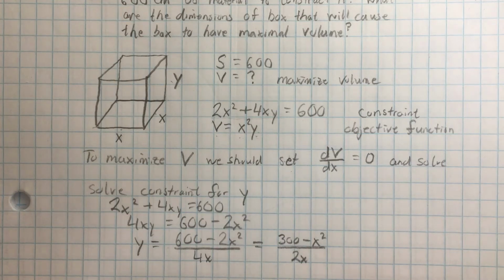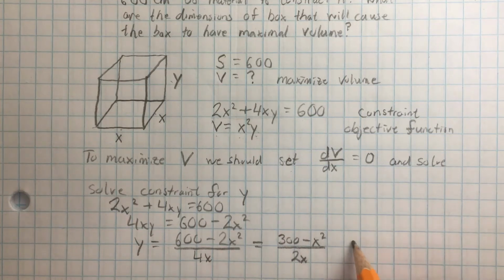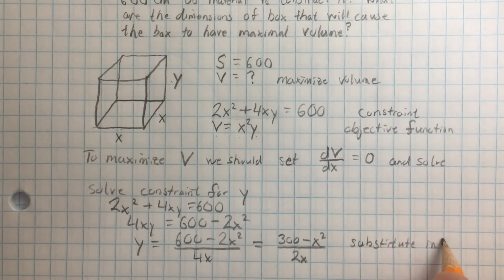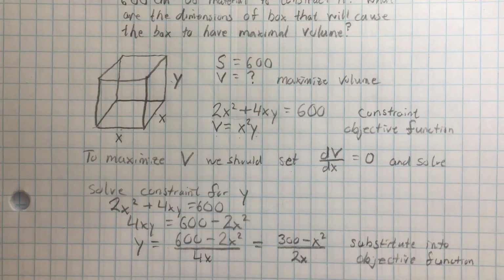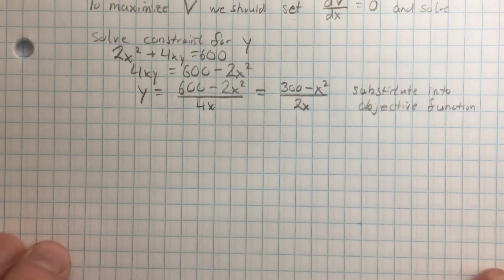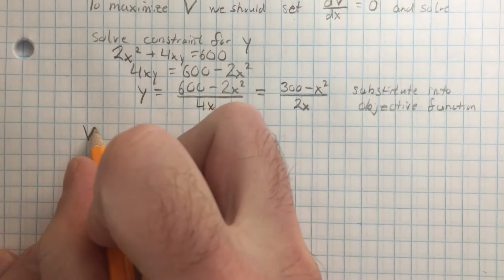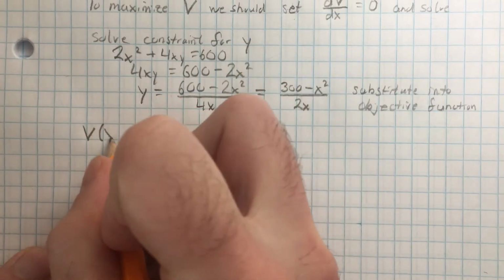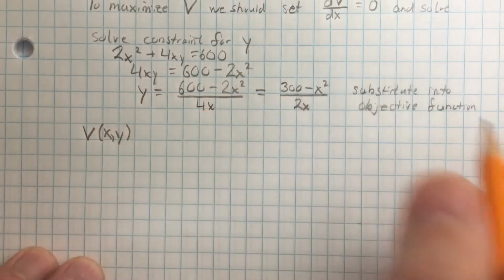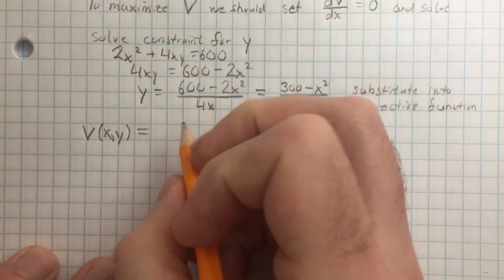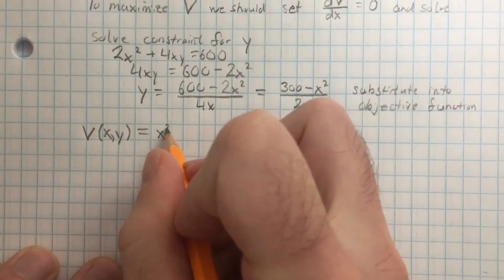Putting that into the objective function, we're going to substitute this into the objective function, which will render it single variable. Right now we have V, and it's really a two variable function, that will be x squared y.